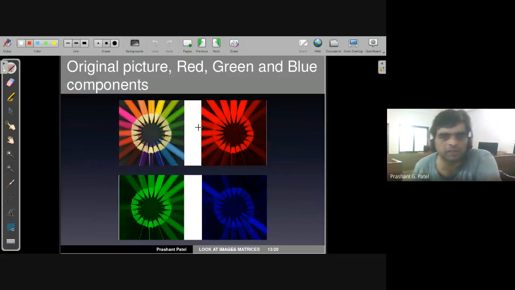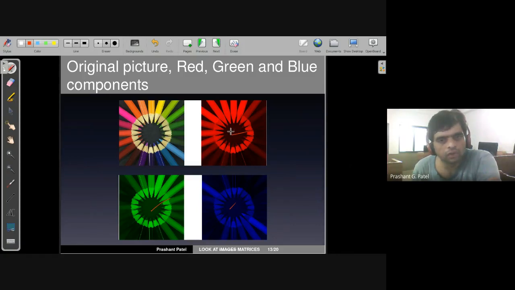So here there are 3 layers. This is the original image, and these are the 3 layers: a red layer, a green layer, and a blue layer. A combination of these 3 layers makes up this image.